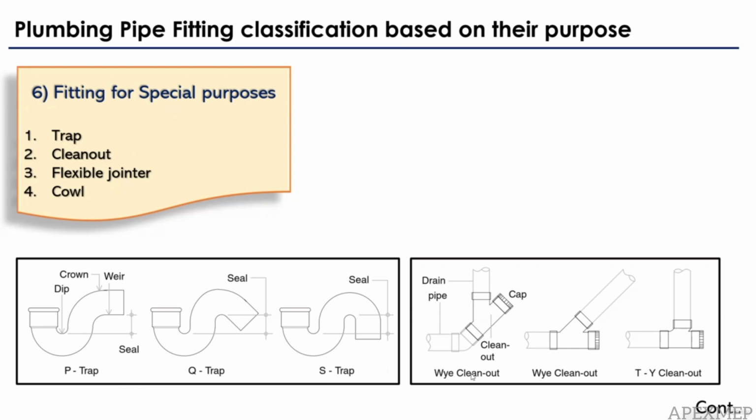Then we have Y clean out. This can be of two types as per the pipe angle. And a TY clean out, where the pipe is perpendicular to the main pipe. In this case, we'll use this TY clean out. Why are we calling it clean out? Because it is having a cap. So if a Y piece or a TY piece is having a cap, that will be called a clean out.